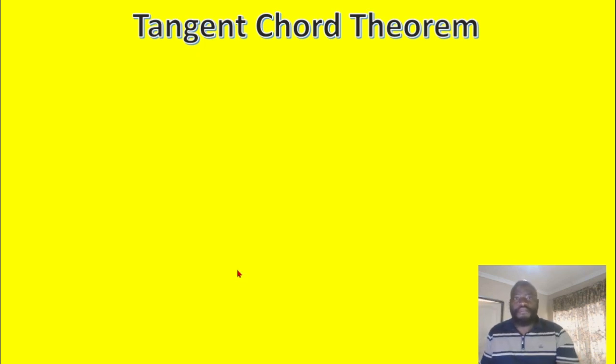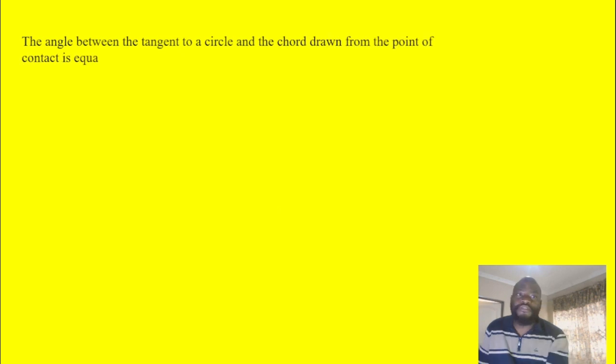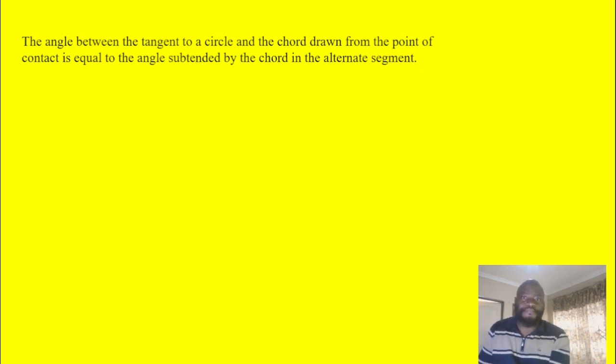Hey everyone, so we're looking at the chord theorem today, and this is what it states. It says the angle between the tangent to the circle and the chord drawn from the same point of contact is equal to the angle subtended by the chord in the alternate segment. Now, some other books and some other people refer to this theorem not as the chord theorem, but the alternate segment theorem. So yes, that's another name for it.